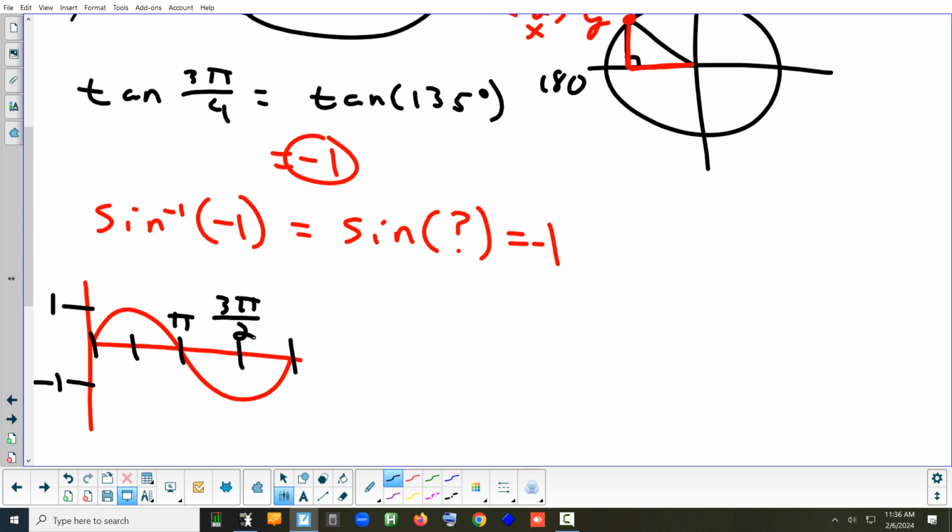Now, if that didn't come out to negative 1, positive 1, or 0, we would have never been able to figure it out. If it came out to like 0.6, how are you going to figure out where you hit 0.6? That's hard to figure out. It had to come out to 1, negative 1, or 0 to make it doable. Okay, so what angle is it? 3 pi over 2. And that's the answer to the question.